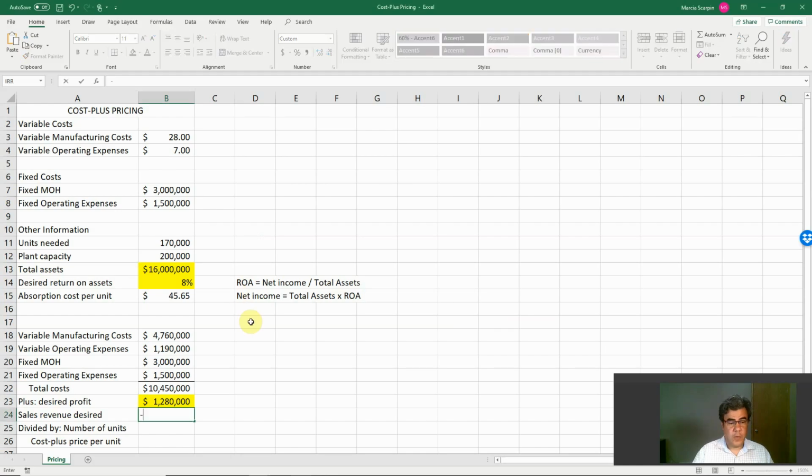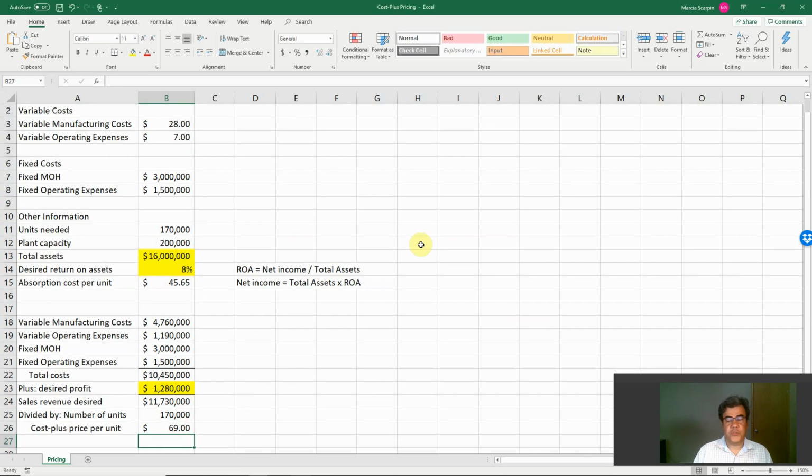So we don't have the price yet, but we have the sales revenue desired. Total cost plus desired profit. And now divided by number of units, 170, we find our sales price of $69 per unit. So this is our selling price. Easy, huh?